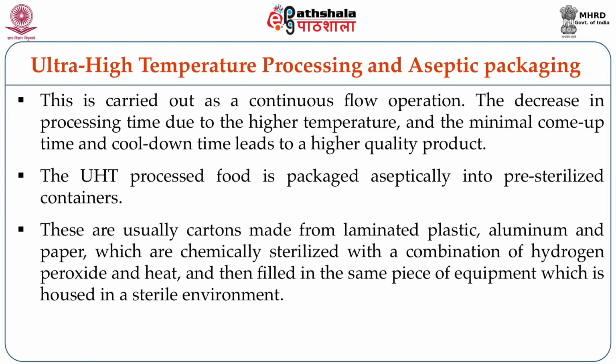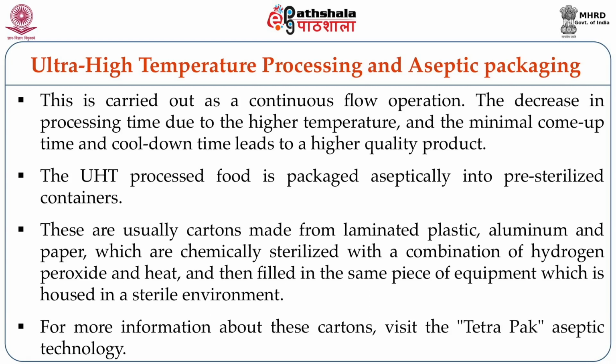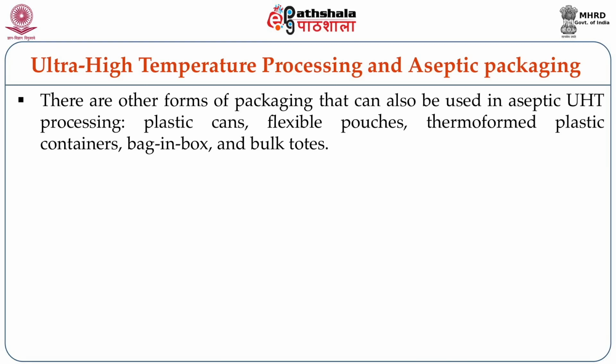The ultra-high temperature processed food is packaged aseptically into pre-sterilized containers. These are usually cartons made from laminated plastic, aluminium and paper, which are chemically sterilized with a combination of hydrogen peroxide and heat and then filled in the same piece of equipment, which is housed in the sterile environment. The entire process right from processing until packaging takes place in aseptic conditions only. There are other forms of packaging that can also be used in aseptic ultra-high temperature processing, such as plastic cans, flexible pouches, thermoformed plastic containers, bag-in-box and bulk totes.